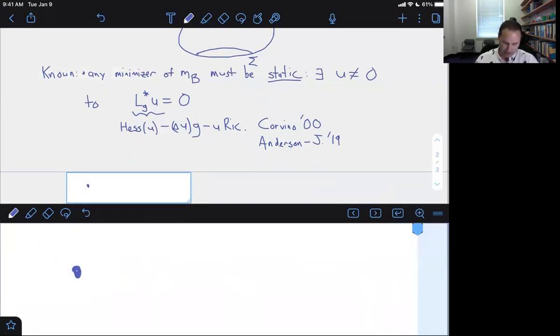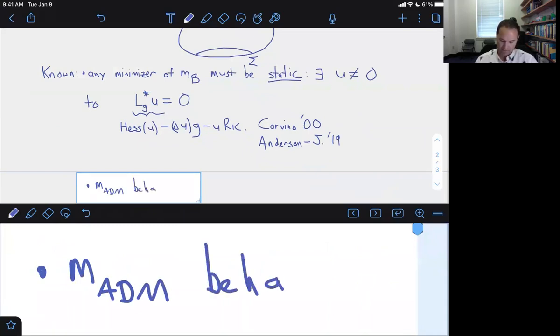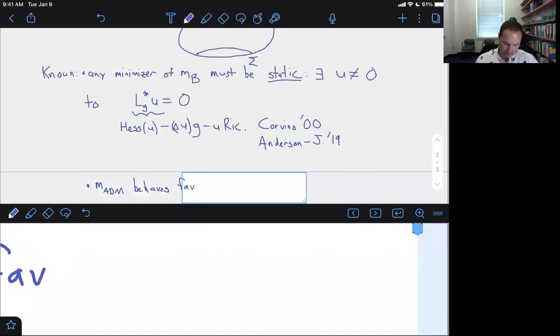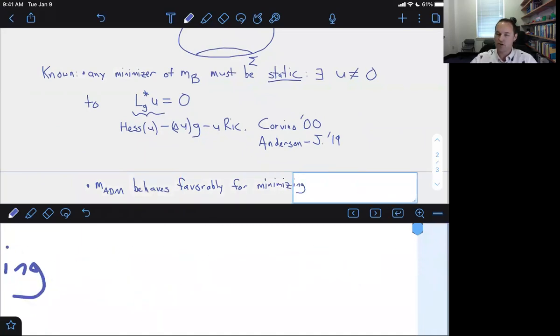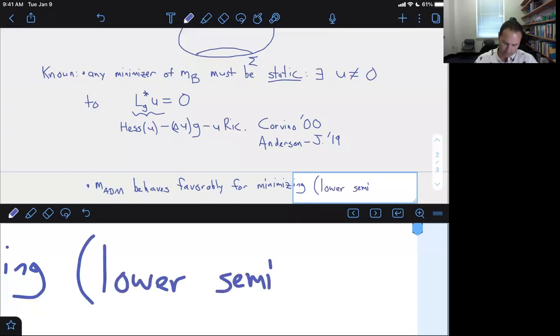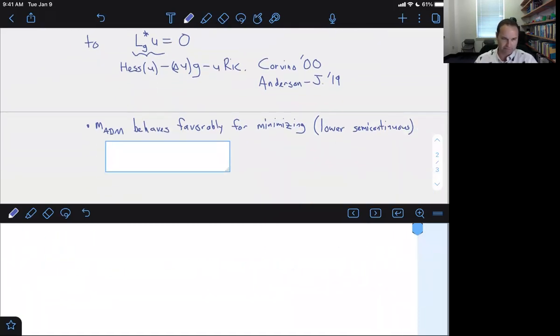Another thing I want to focus on, because it'll have an analogy in the second part of the talk, is a general property about the ADM mass as a function on metrics: it behaves favorably for minimizing. If you think of it as a functional on metrics, what I mean here is essentially that it's lower semi-continuous in the right way. That's really the minimum that you would want to be true if you're trying to minimize it. This in some sense is like a reality check to see if Bartnik's problem makes sense.